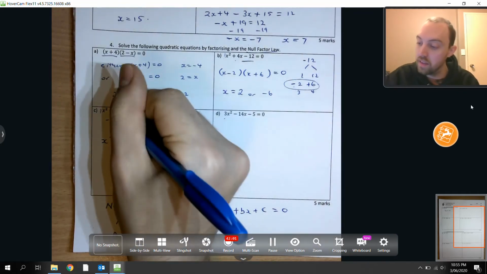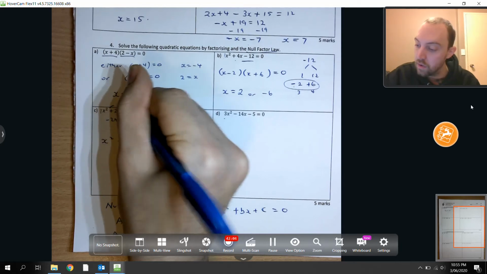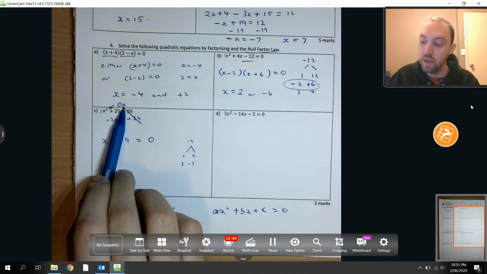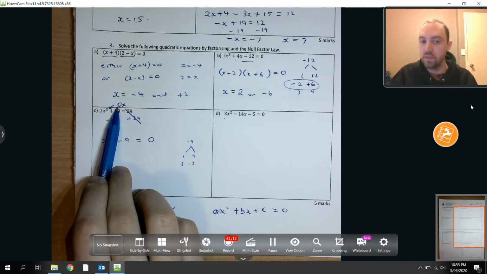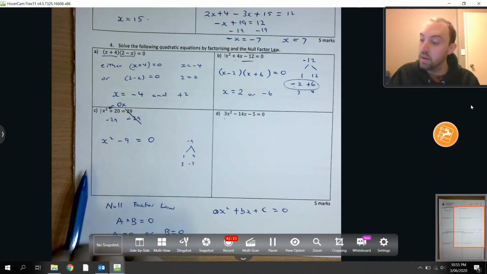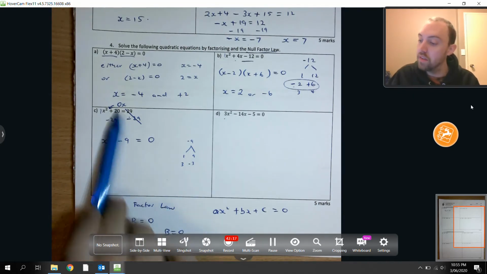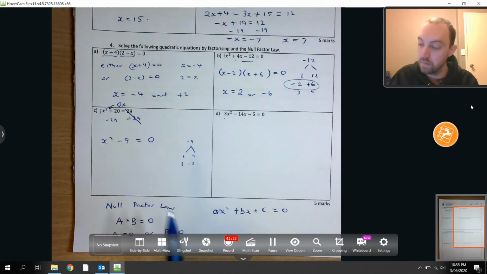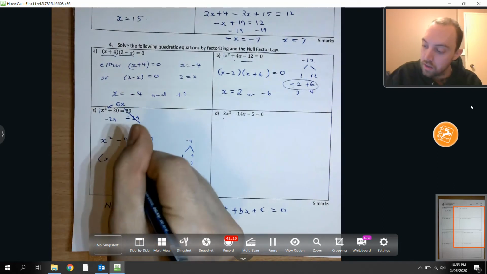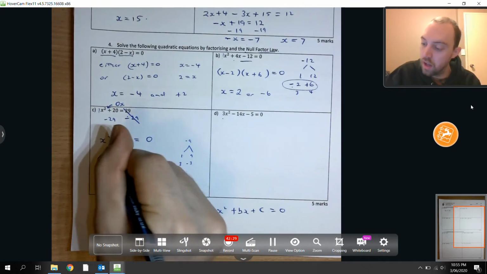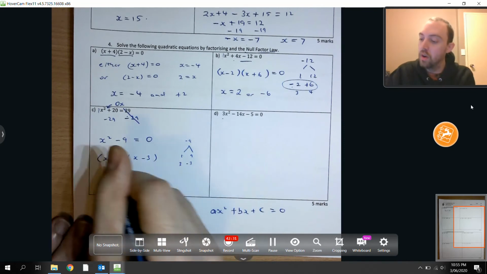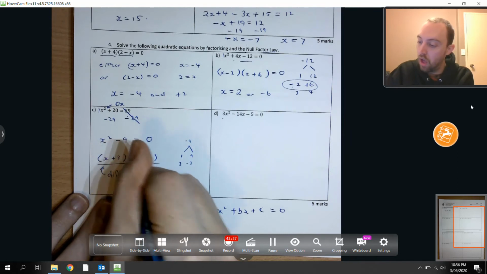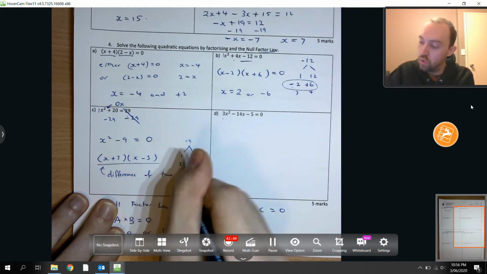Remember that in here we have 0x, okay, x squared plus 0x, but we don't show the plus 0x because there's no point. And so that's adding up to my b, factors of -9 that add together to give you 0. So we get x add 3, take 3.